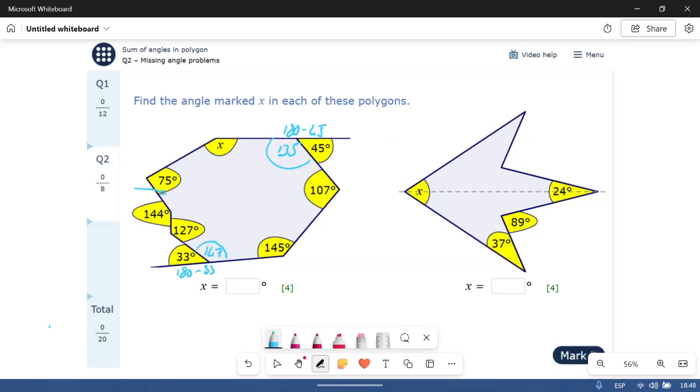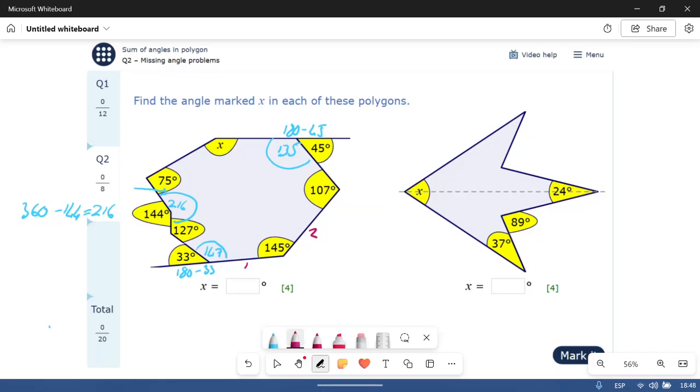And this angle here, this is angles around a point. So for this one, we need to do 360 minus 144, which will be 216. So this is 216.